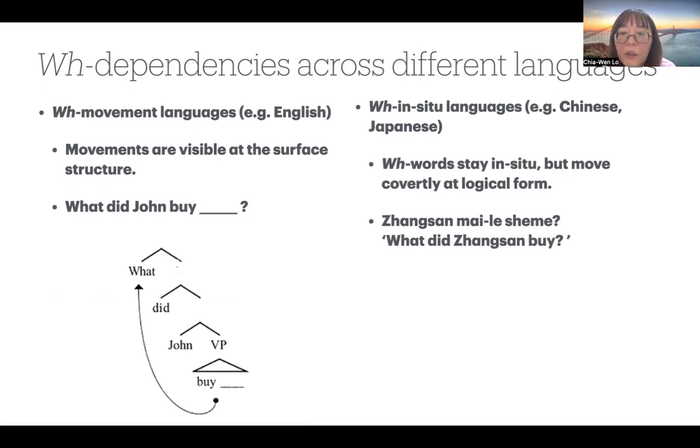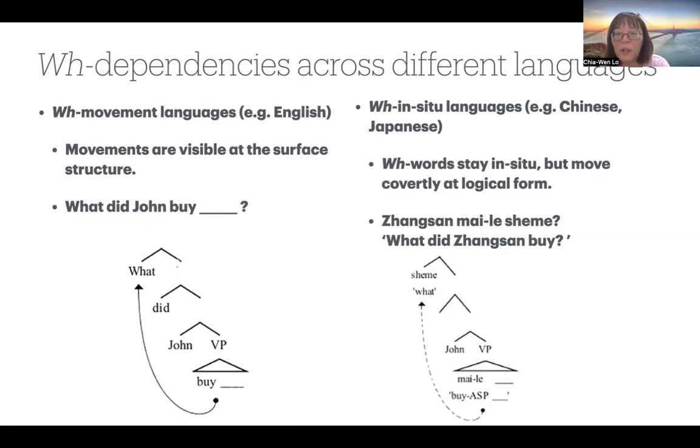The second type of WH language is like Chinese or Japanese, a WH-in-situ type. The WH word in this language actually stays in situ, which means the WH word doesn't move. But some theories claim that it moves covertly at logical form, which you can imagine as the semantic content. Here we have an example: 张三买了什么? Some theories claim it actually moves like in English, but covertly rather than overtly, in the semantic form.